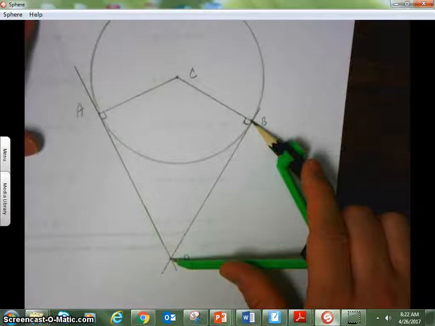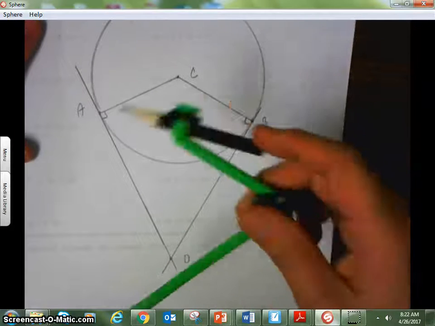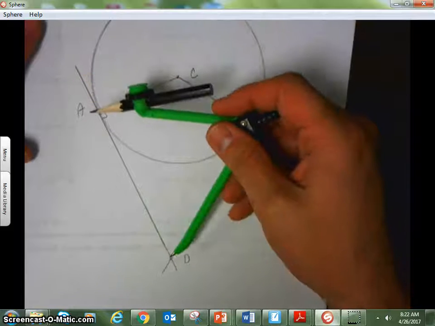So here I'm opening up my compass to be the width of segment BD, and there's an announcement over the intercom.